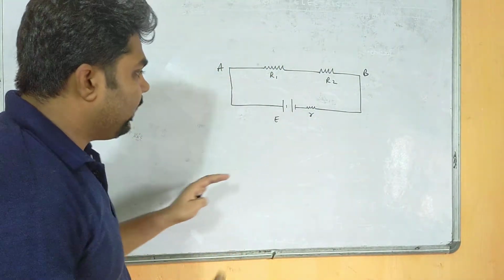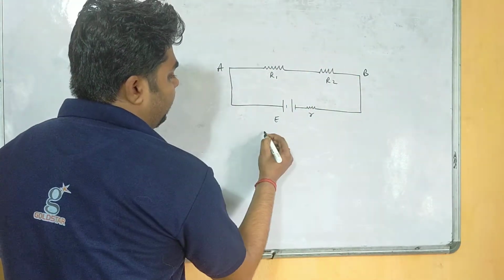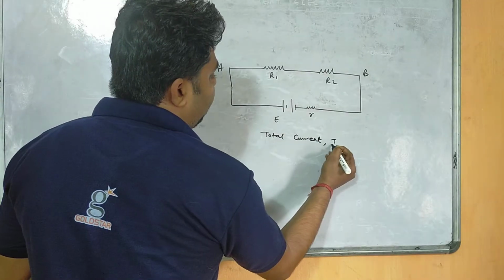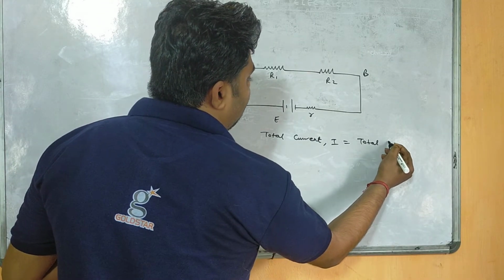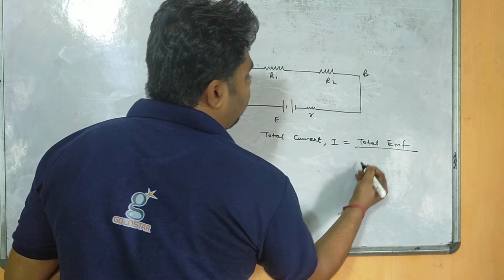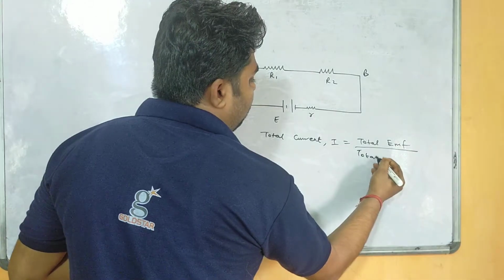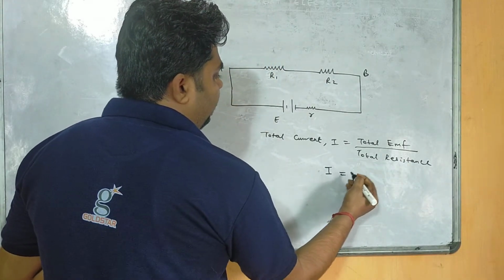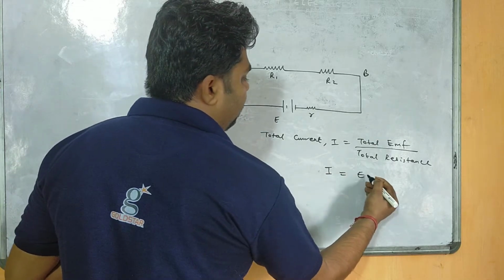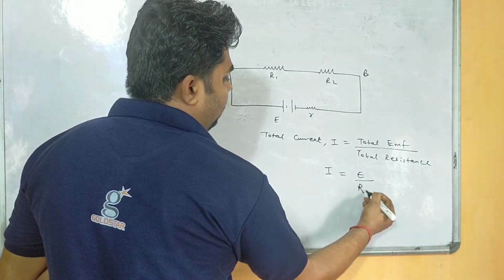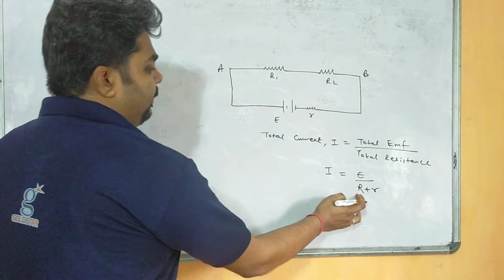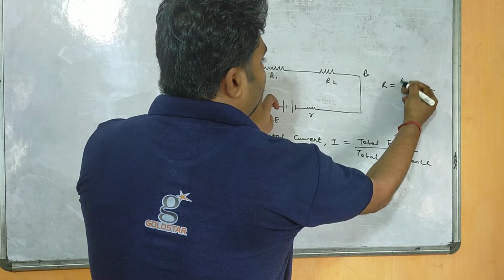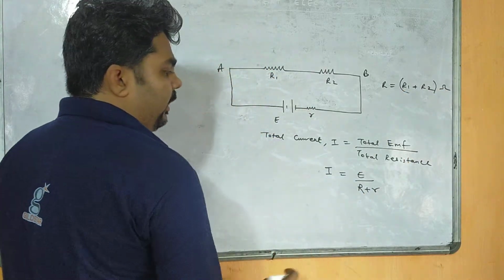Now when I ask what is the total current passing through the circuit, total current I equals total EMF, or you can say total voltage, by total resistance. So I equals E, the total EMF, divided by total resistance, capital R plus small r. Capital R we will calculate from here, that is R equals R1 plus R2. Whatever answer we get, we place here, along with the internal resistance.